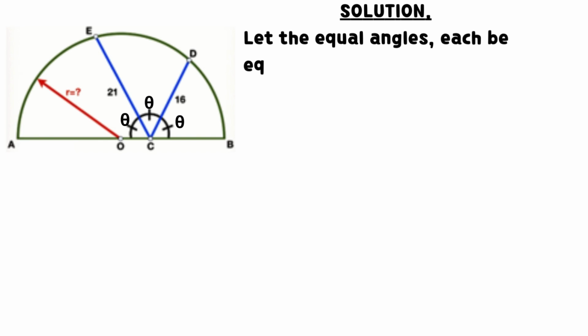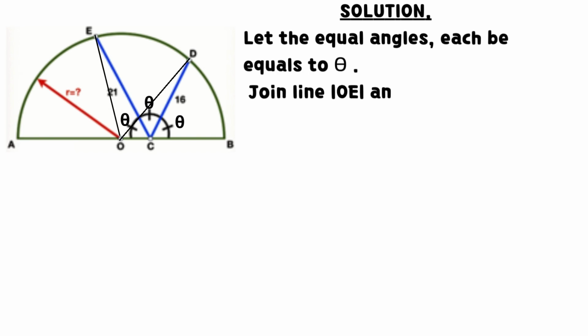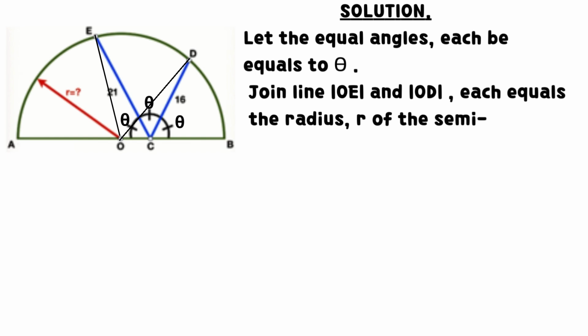Solution. Let the equal angles, each be equal to theta. Join line OE and line OD. Each equals the radius, r, of the semicircle. We now have two triangles: triangle OCE and triangle OCD.